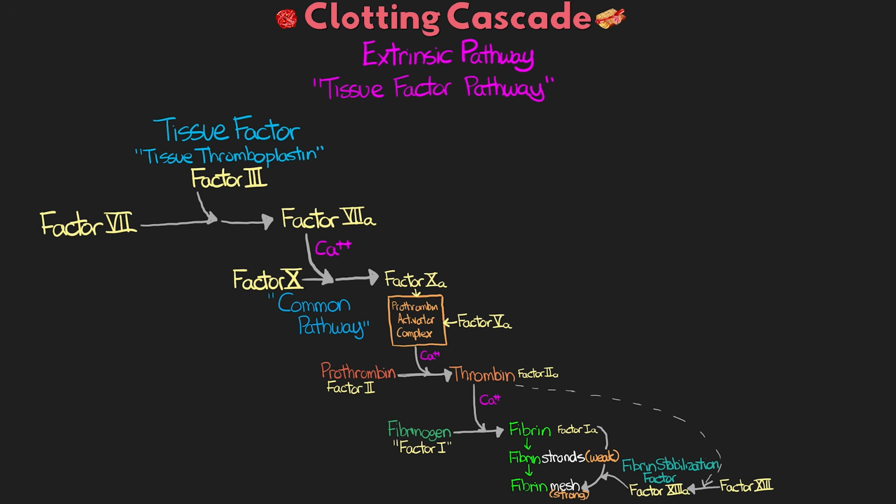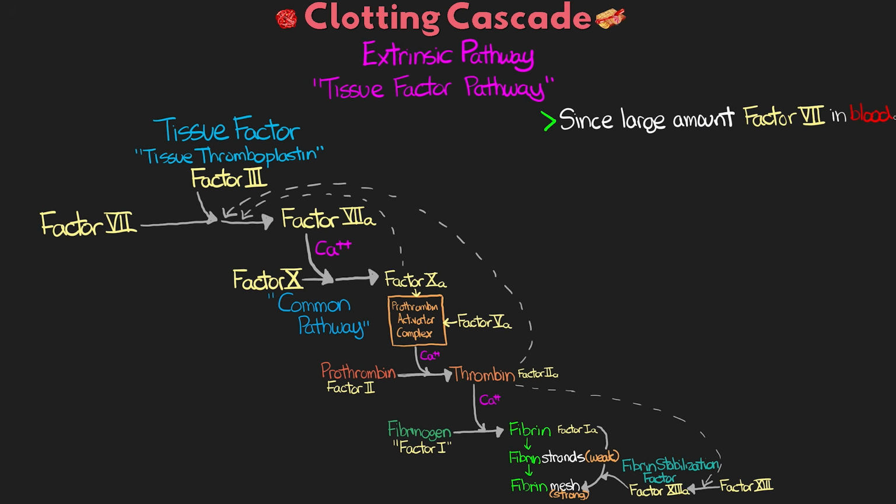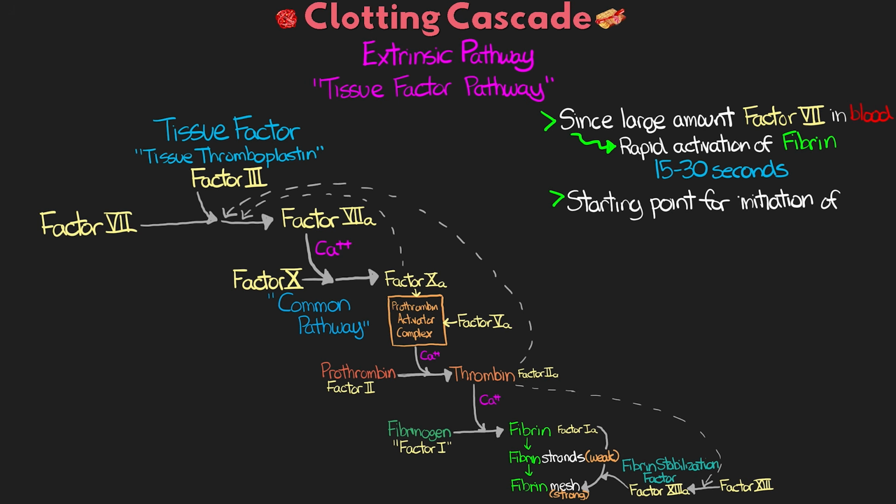That's right. Now, in addition to tissue factor activating factor 7, 7 can also be activated by thrombin itself, as well as activated factor 10, as well as a couple others that I will discuss here shortly. Because we have a large volume of factor 7 in the blood, this short extrinsic pathway ultimately allows for rapid activation of fibrin. And this actually helps to create a more stable platelet plug in about 15 to 30 seconds. And in cases of bleeding that are the result of trauma, damage to the vessel, we can really think of this as the starting point for the initiation of the clotting cascade.